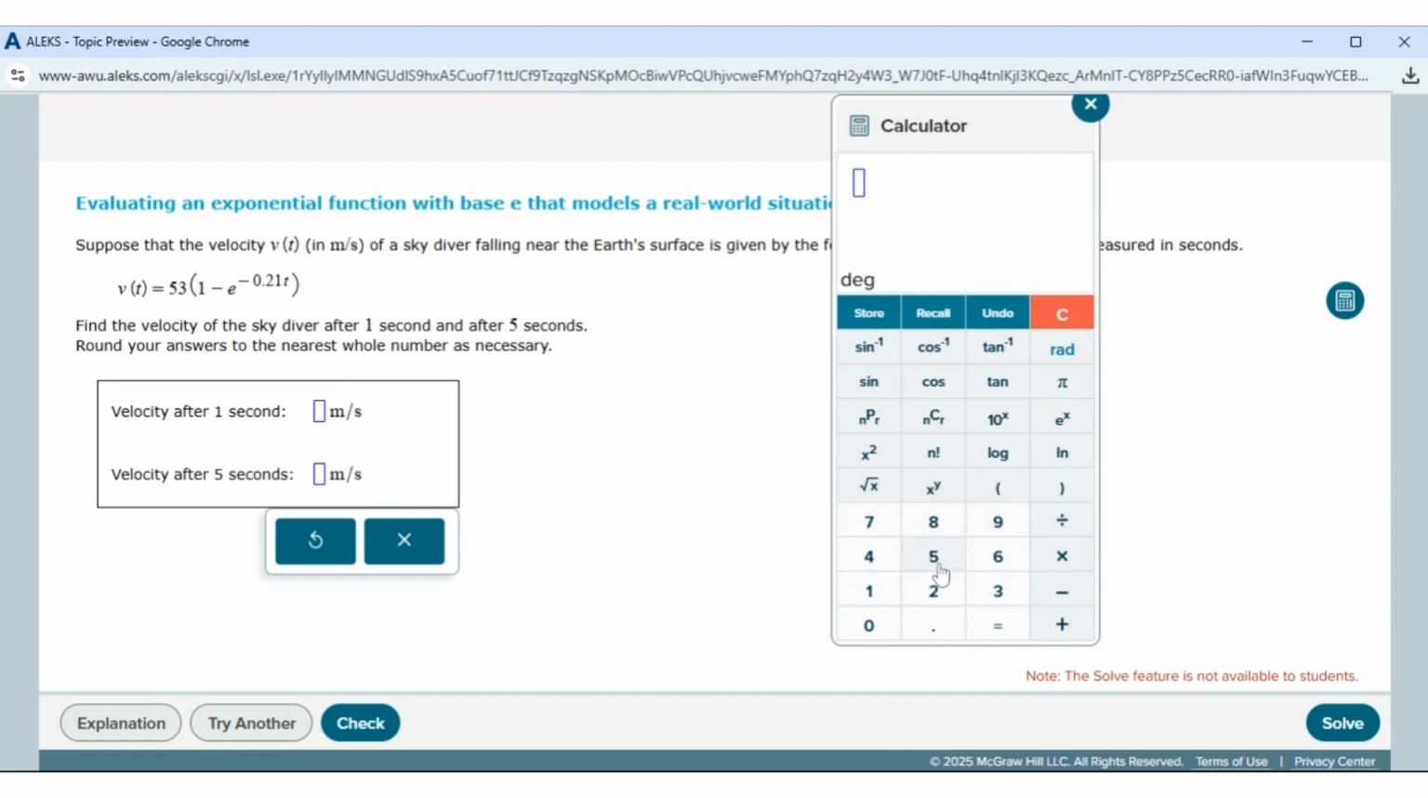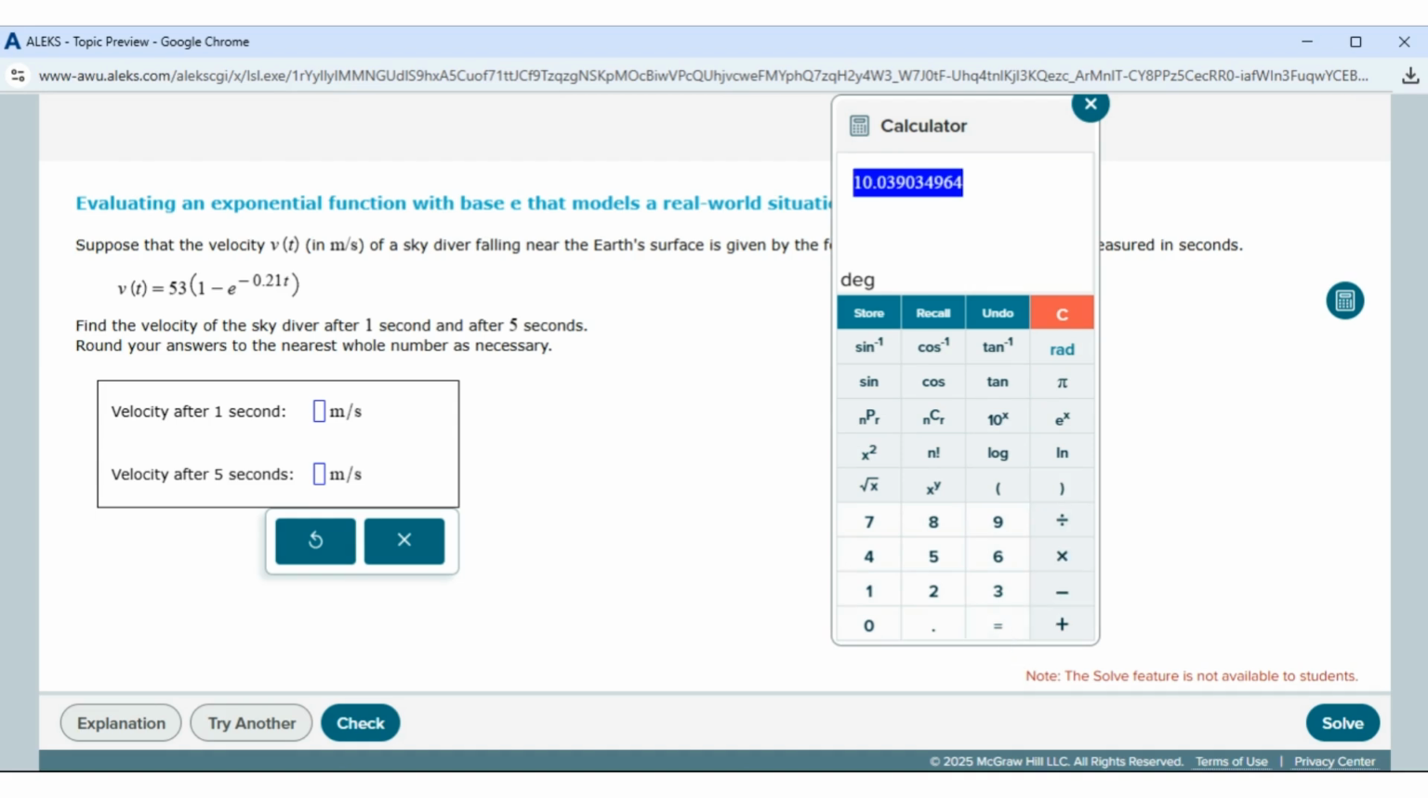Let's just start typing in the function as it is listed there. So we have a 53, and then we've got parentheses, and then we've got 1 minus. Now, where it says e to the negative 0.21, we start with e to the x there. And then we're going to put in the power. In this first one, t is 1, so negative 0.21 times 1 is just negative 0.21. So I can type in negative 0.21. Okay, and then I'm going to hit the forward arrow to get the parentheses back down on the right level. That's the tricky bit there. And I think we've got all of that set up correctly. So I'm just going to hit equals and see what we get.